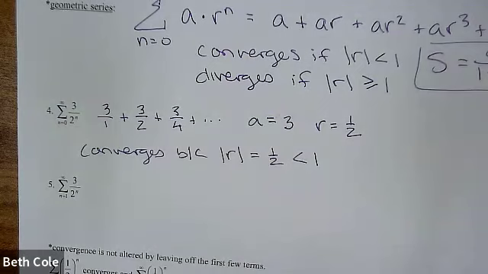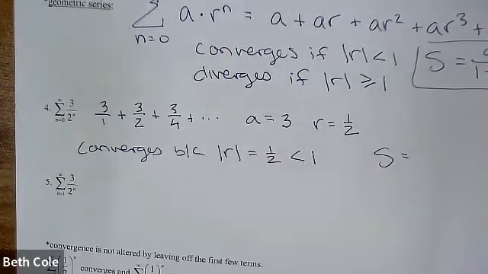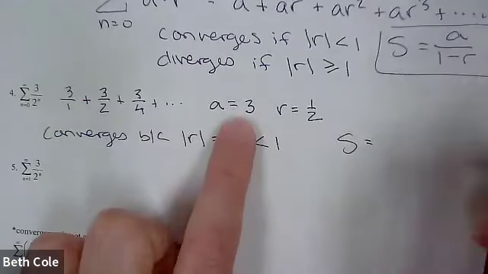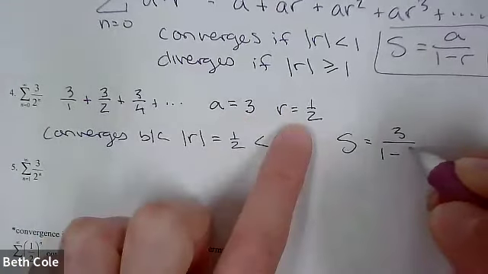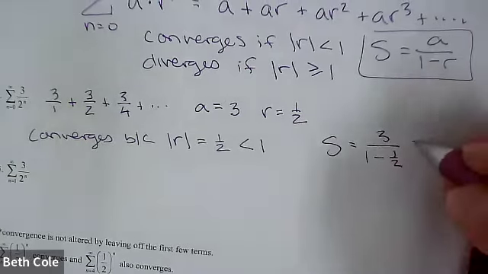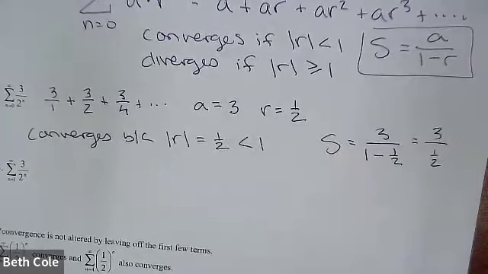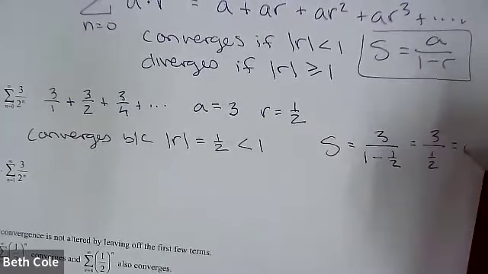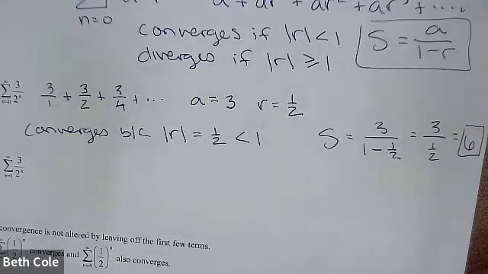And because it does converge, we can get an answer. So we will actually get our sum. So it's going to be A over 1 minus R. So we said A is 3, over 1 minus a half. So 1 minus a half is just a half, right? So it's 3 over a half, which is 6. Why is it 6? Because when you divide by a fraction, you multiply by the reciprocal. So it's 3 times 2. You're going to do a lot of multiply by the reciprocal with this, okay?